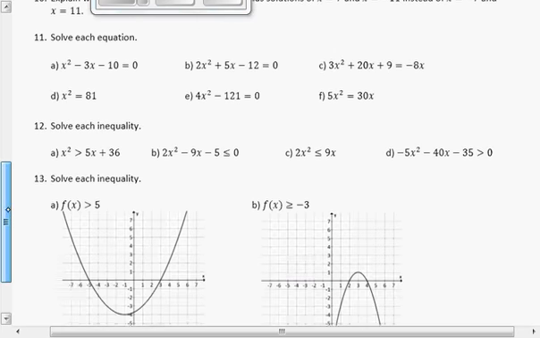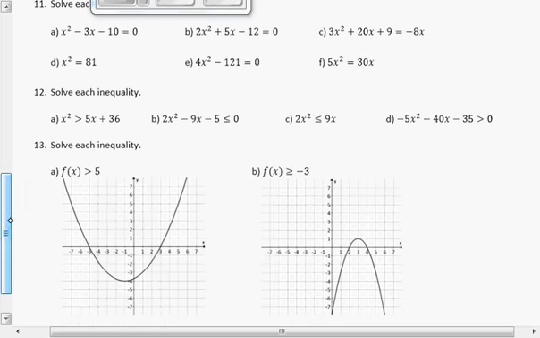Solving inequalities, you do what we did above. You're first going to solve it. So let's look at A. It's x squared. We need to get it all equal to 0. Remember, change that inequality sign to equals. So it's x squared minus 5x minus 36 equals 0.